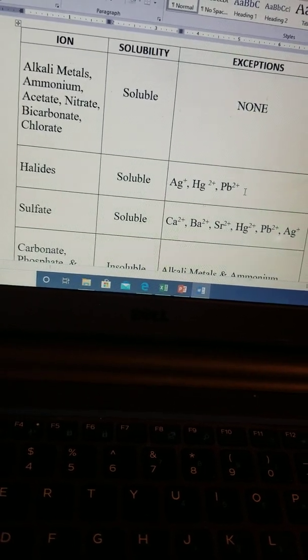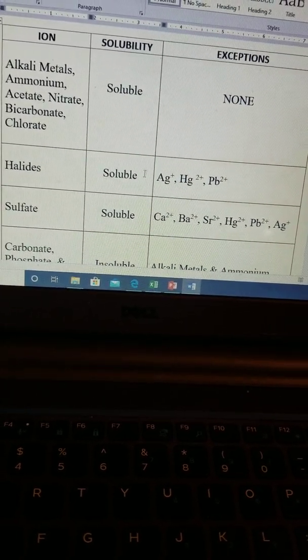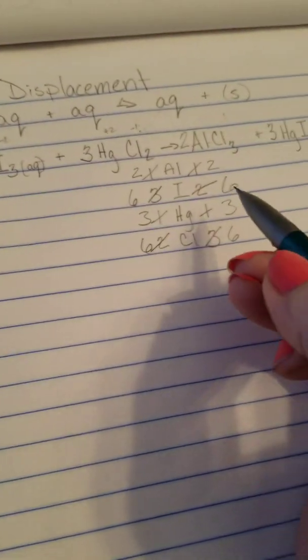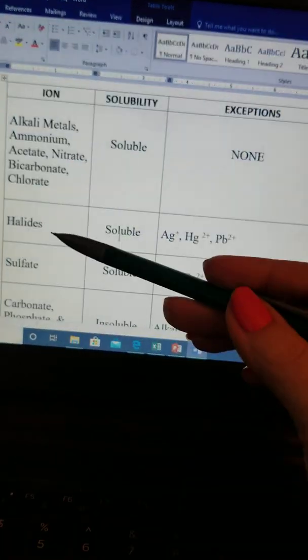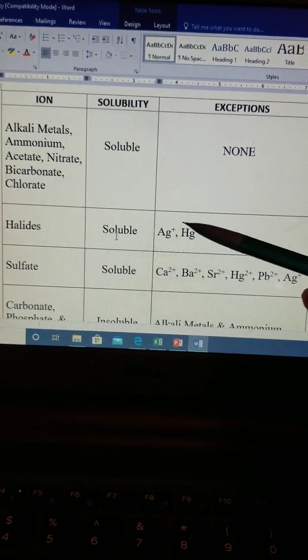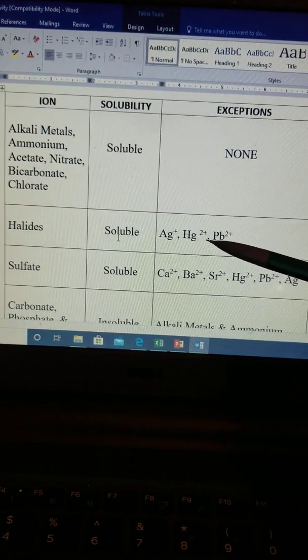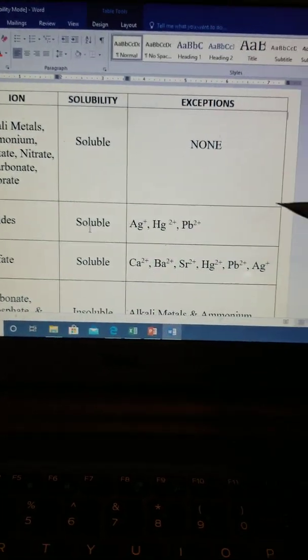So I come over to my equation. My first one is aluminum iodide. Aluminum is not an exception to the rule, so aluminum iodide is soluble. Remember, soluble means aqueous, so I'm going to give an AQ here. My next one is mercury chloride. I have my halogens; they're all soluble unless, look at this, mercury with a positive 2 charge is what we're bonded with right now. So instead of being soluble, this is going to be a solid. Mercury chloride gets the S for solid after it.